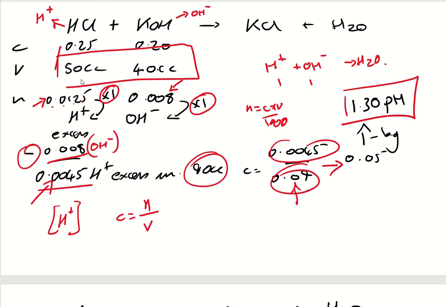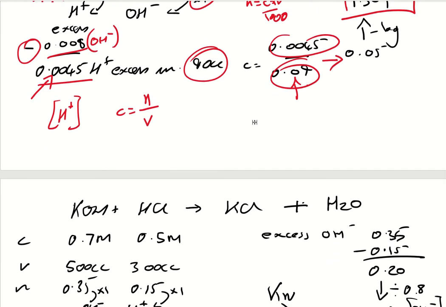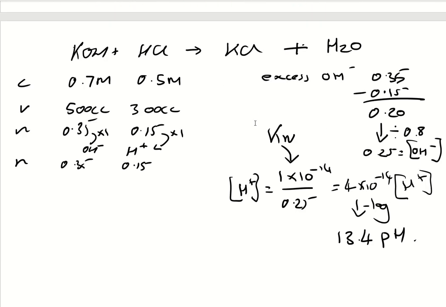If I have a strong acid in excess, you're going to expect a pH of around between 0 and 2. If you got a pH above 7, you would definitely redo that calculation, because there's no way that's possible. You made a mistake somewhere. Okay, let's move on to the next one.